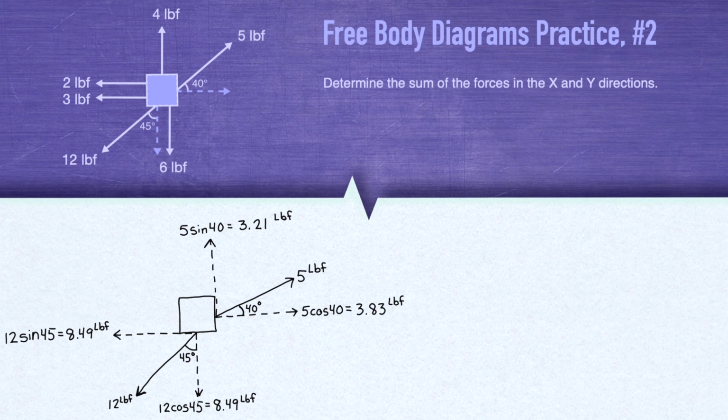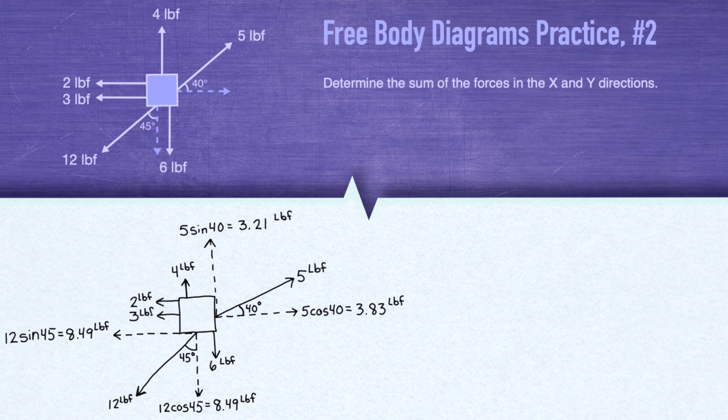And now what I'm going to do is just copy the other forces that are not diagonal. Just going to copy them directly from the problem, which is the x-axis and y-axis. So I'm just going to copy them to my free body diagram. So a 4-pound force going up, 6-pound force going down, which is the y direction, then a 2-pound force going to the left, and a 3-pound force going to the left, which is the x direction. So I'm just going to copy them down to my free body diagram.